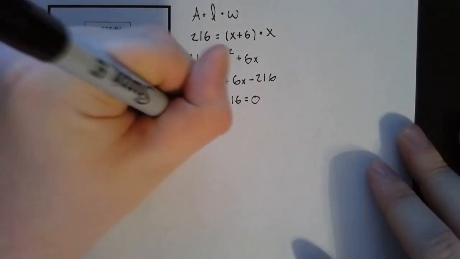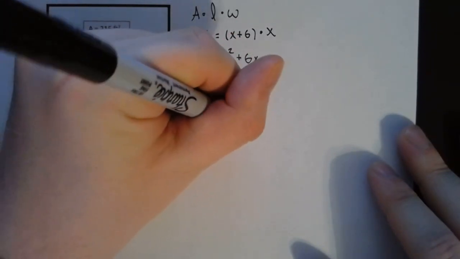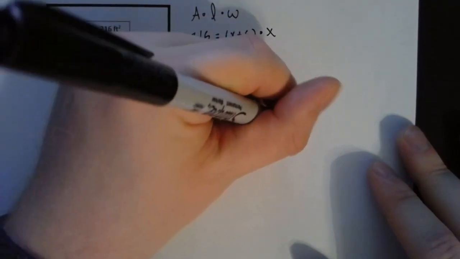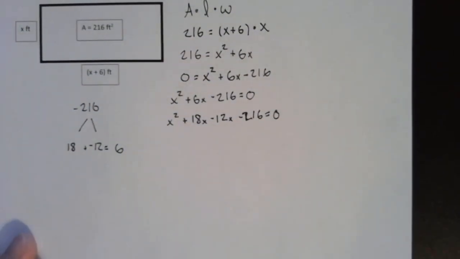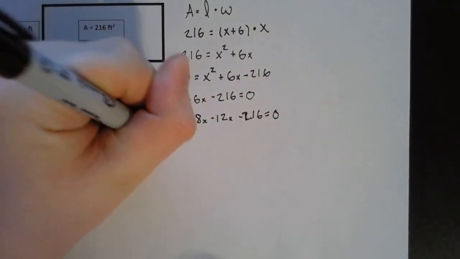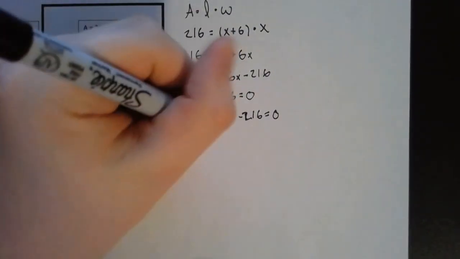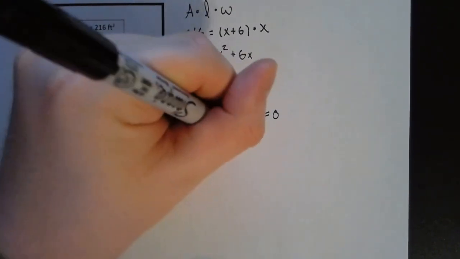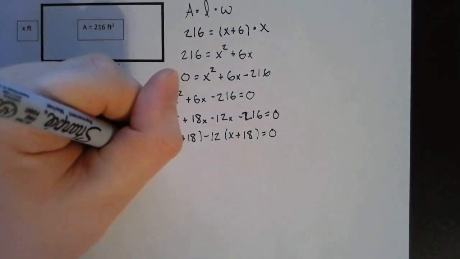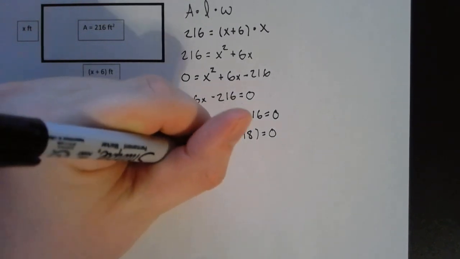So I'm going to say x squared plus 18x minus 12x minus 216 equals 0. And then from the first two terms here, I can pull out an x. We're left with x plus 18. From the second two terms here, I can pull out the negative 12. We're left with x plus 18 again. So our two factors are x minus 12 and x plus 18.